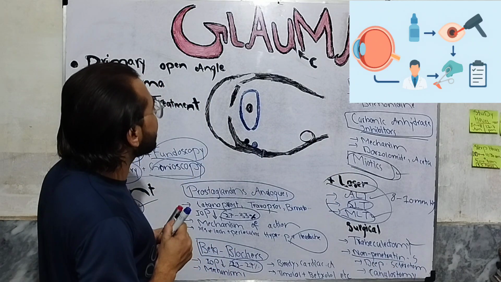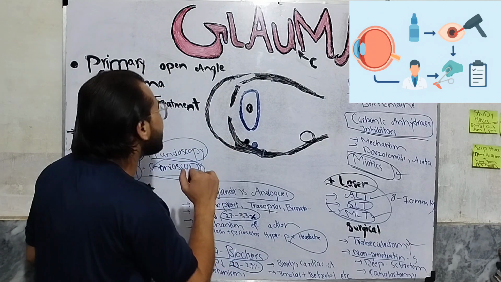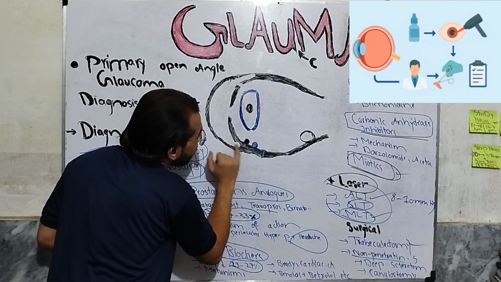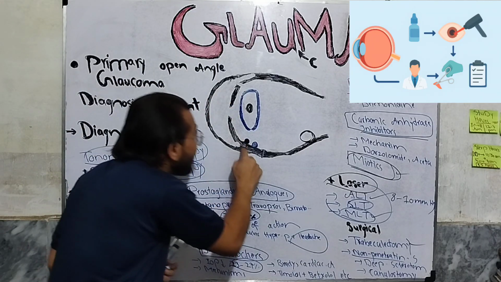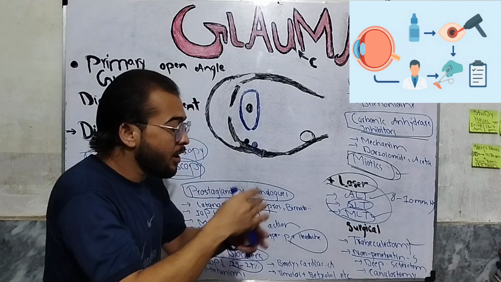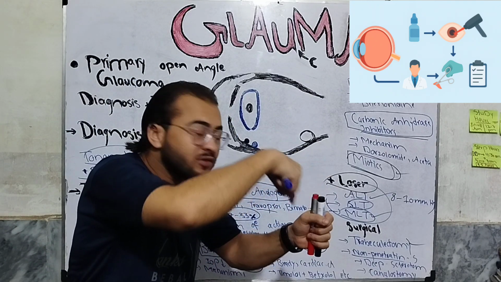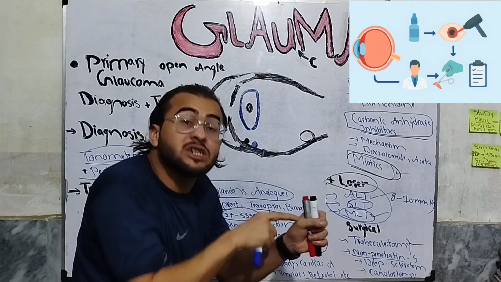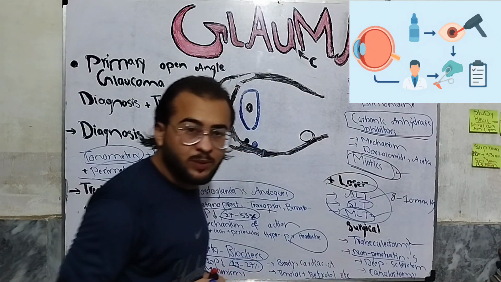Then we have the non-penetrating surgeries. In non-penetrating surgeries, what are we doing? We have the deep sclerotomy. In deep sclerotomy, we are only breaking this trabecular meshwork, okay, and we are connecting the anterior chamber directly to the Schlemm canal. We know that the Schlemm canal is surrounding this anterior chamber. So we will directly connect this anterior chamber to the surrounding Schlemm canal. This is called deep sclerotomy.